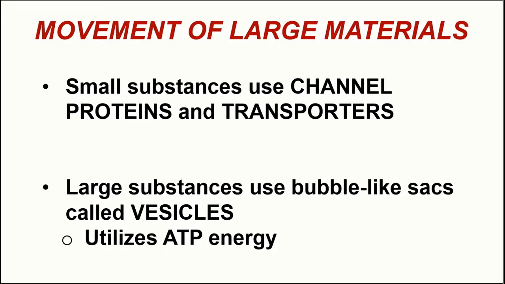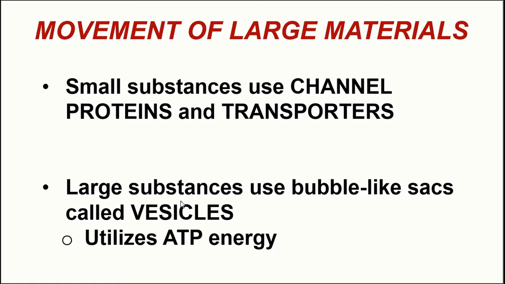So we have seen that small substances are able to use passive or active transport proteins and transporter channels in order to enter or leave the cell. Larger substances like hormones, proteins, certain amino acids, cellular debris and wastes, and things like this that are relatively larger than the sugars and the small ions that we dealt with when we were talking about diffusion and active transport, these larger substances have to use a different mechanism to enter or exit the cell.